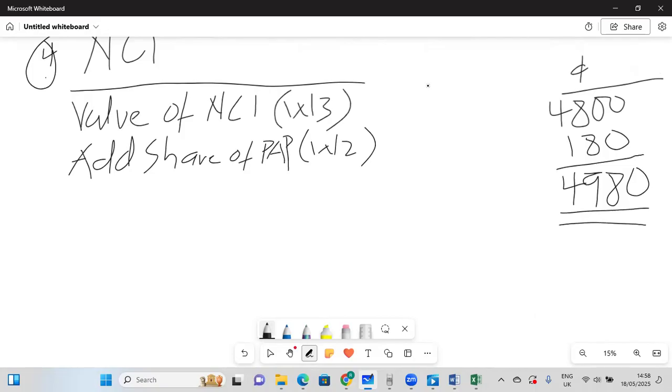So simple and straightforward. Now, because we have an associate in this deal, the fifth workings should have been group retained earnings as usual. Alright, this one is going to be the investment in associates. So fifth workings, investment in associates.